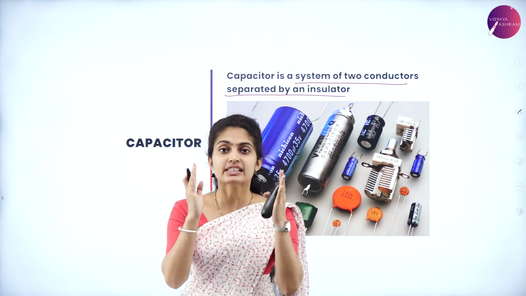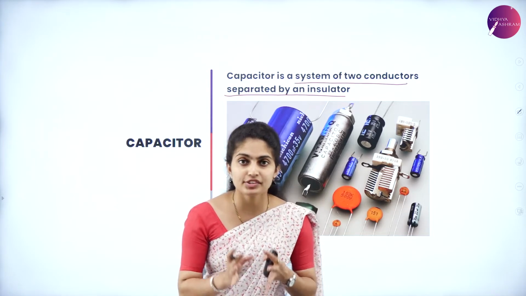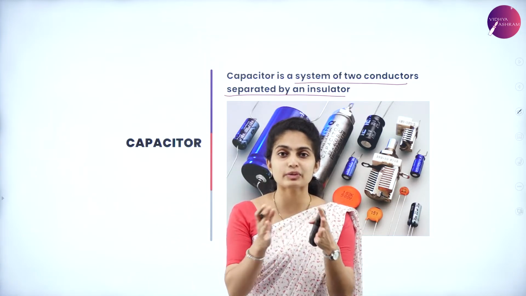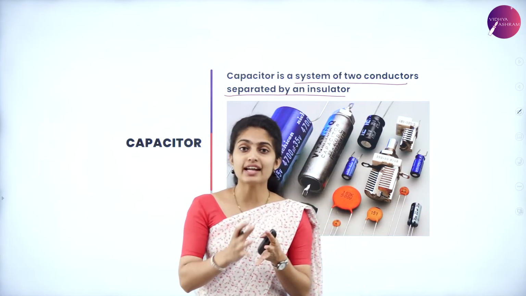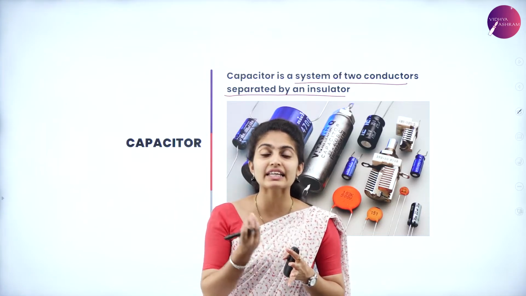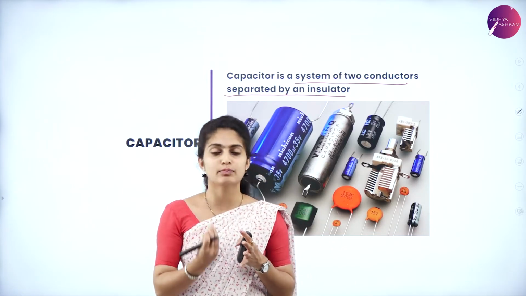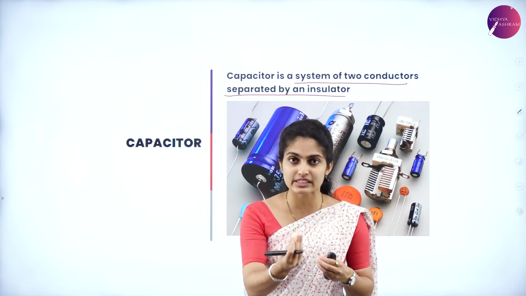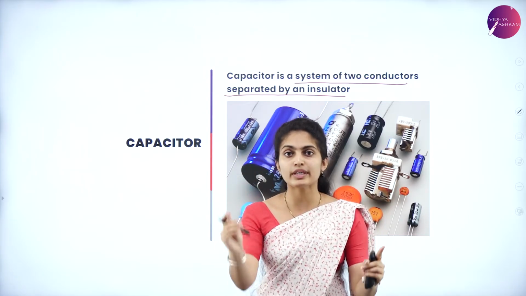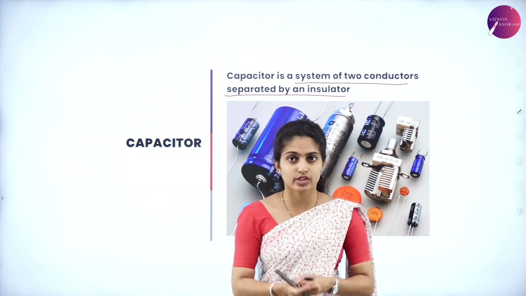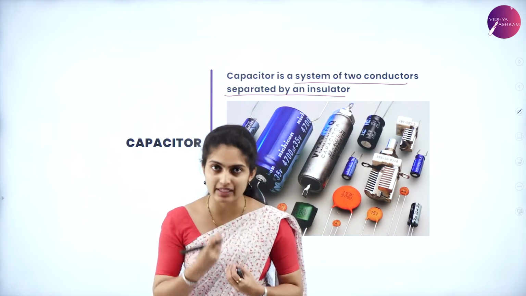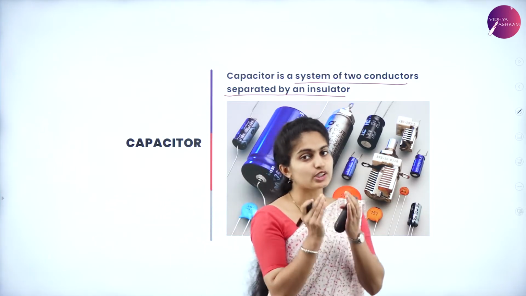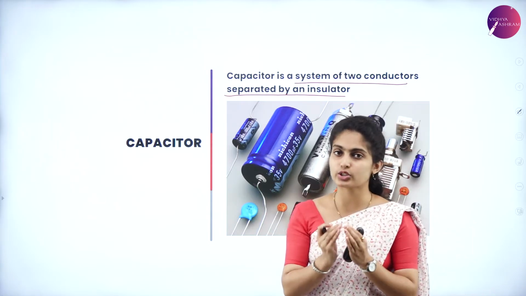And how is the setup of the capacitor? The capacitor is made up of two conductors which are separated by an insulator, and that insulator can be called a dielectric medium, which is present in between the plates. Visually, we can see two conductors with the dielectric medium placed in between. So what is the function of the capacitor? The function of the capacitor is to store the charges present in that circuit when the source is on.